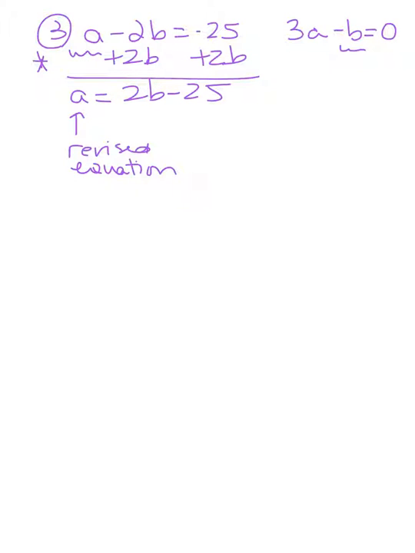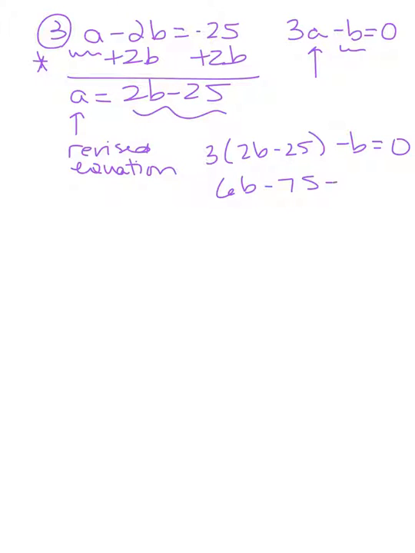So now I'm going to substitute in my second equation. Everywhere I see an a, I'm going to substitute the expression 2b minus 25. So I have 3 times the quantity of 2b minus 25 minus b is equal to 0. So I'll distribute. I have 6b minus 75 minus b is equal to 0.